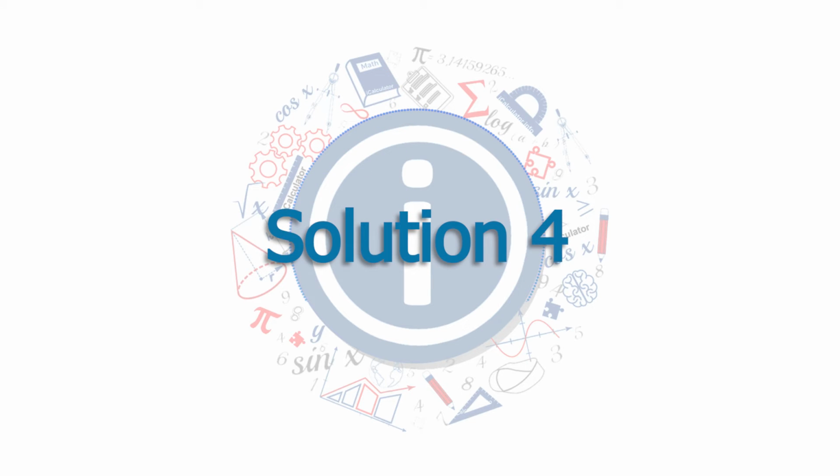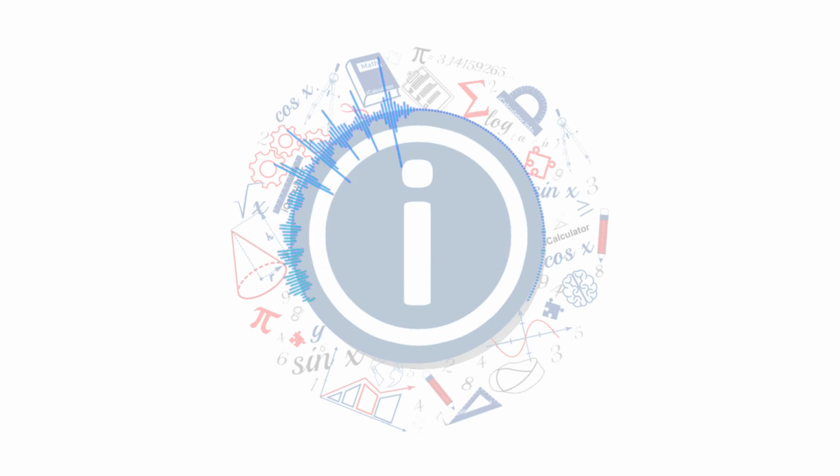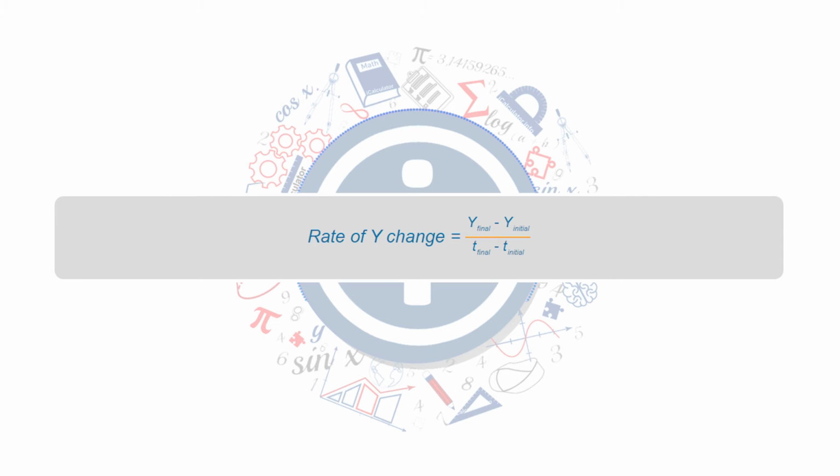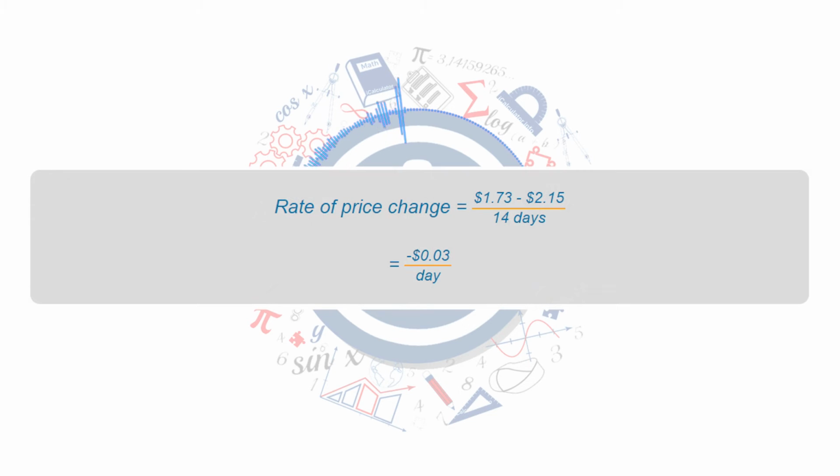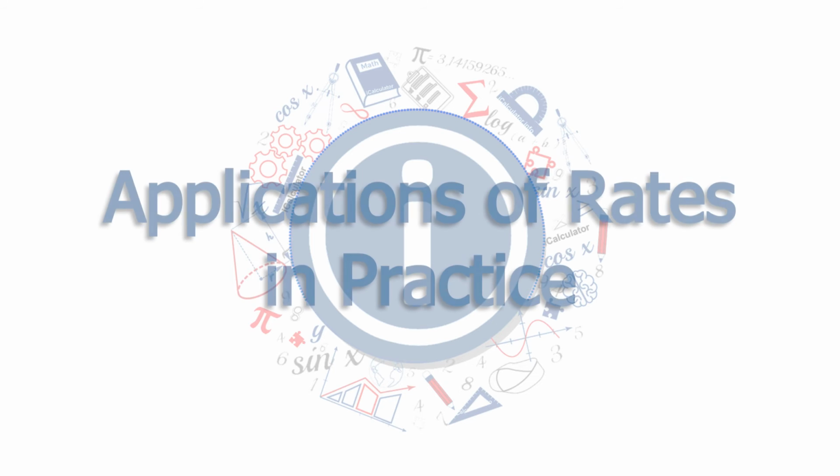Solution 4. Price reduction here represents the rate of price change. We have the following as shown on screen. Here, y represents the price, and t final minus t initial equals 2 weeks, which equals 14 days. Hence, we obtain the following. This result means the price dropped by a rate of 3 cents per day.